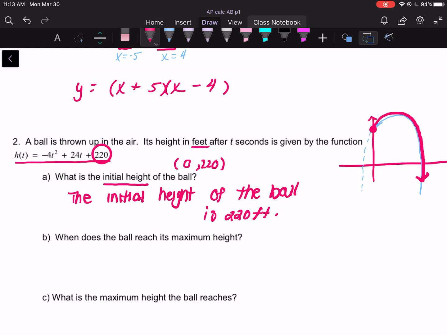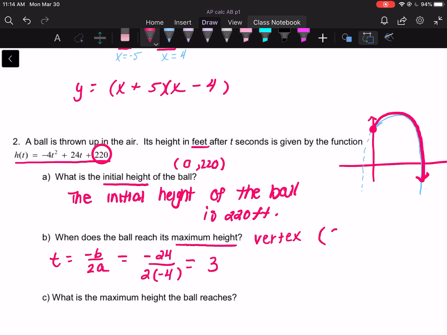Okay. When does the ball reach the maximum height? Remember, maximum refers to, or even if the word was minimum, you're thinking vertex. It's the vertex of my parabola. In this case, they don't use x. You could put x to show your work. They're using t in this case. So technically t is the opposite of b over 2a. You could put x if that confuses you. In this case, that's negative 24 over 2 times negative 4. And when you simplify this, you will get 3.